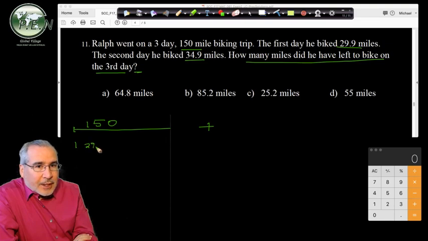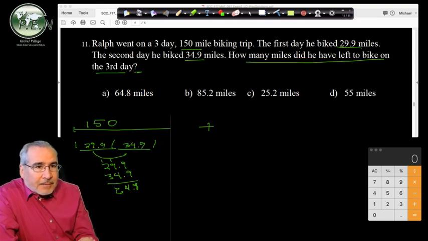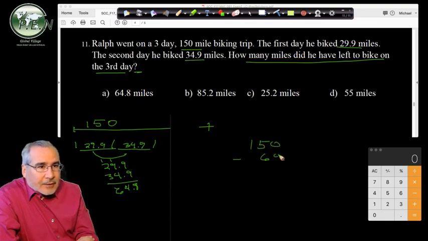First day was 29.9. Then he went 34.9. So the question is, how much is left for the third part? So we could add these two together. Carry the 1, 4, carry the 1, 5, 6. 64.8 miles the first day. And then to find the missing part, we're going to have to subtract that from 150. So 150 minus 64.8.